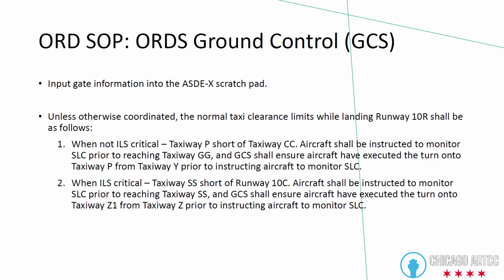And ground control south shall ensure aircraft have executed the turn on Papa from Yankee prior to instructing aircraft to monitor south local. When ILS critical, taxiway Sierra Sierra short of 10 center, aircraft should be instructed to monitor south local prior to reaching Sierra Sierra, and ground control south shall ensure aircraft have executed the turn on at Sierra Sierra prior to instructing aircraft to monitor south local control.